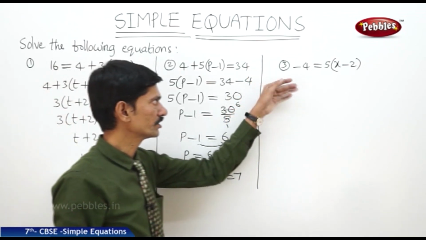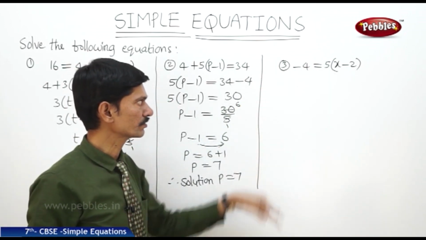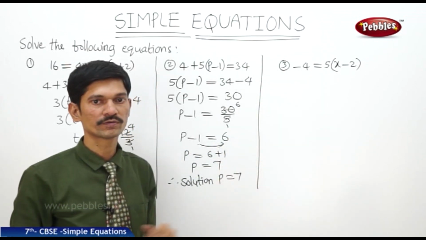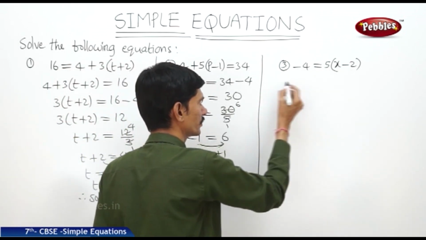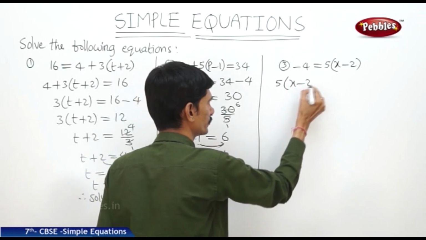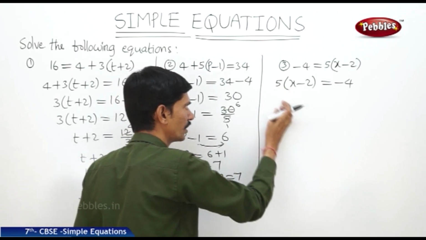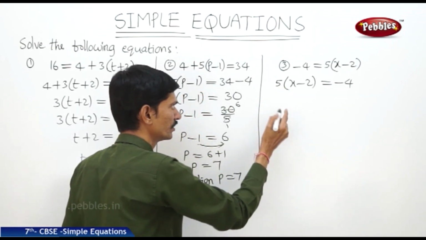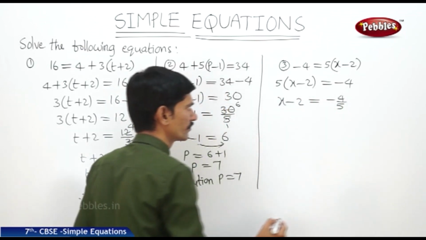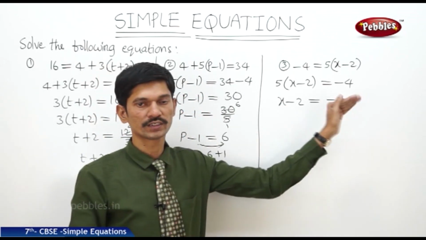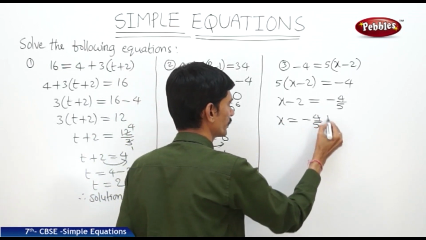Now the third equation, minus 4 equals 5 of x minus 2. In this equation also x is present in the RHS, so we can interchange both LHS and RHS. Now if you interchange both LHS and RHS, then we get 5 of x minus 2 equals minus 4. Now let us transpose into 5 to the RHS, it becomes divided by 5. So then we get x minus 2 equals minus 4 divided by 5. Now let us transpose minus 2 to the RHS, then it becomes plus 2. So x equals minus 4 by 5 plus 2.